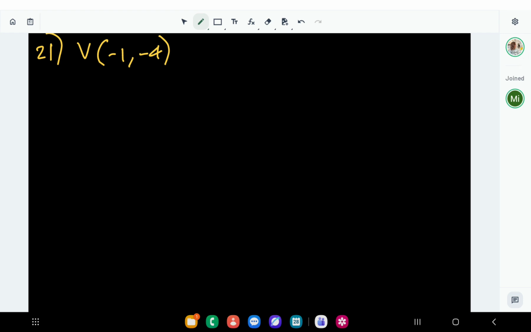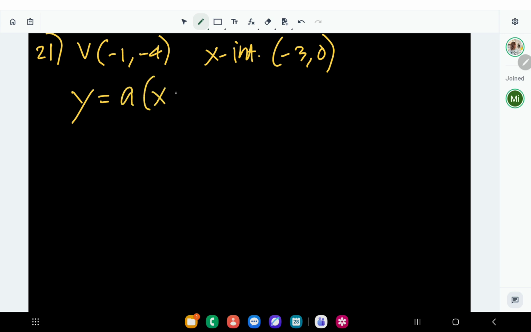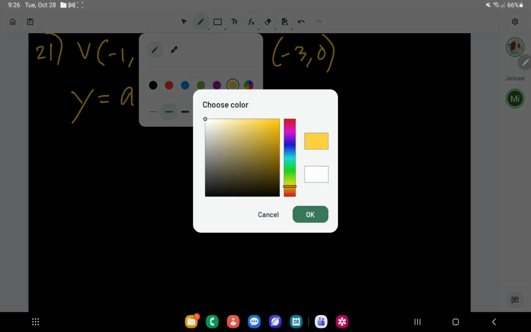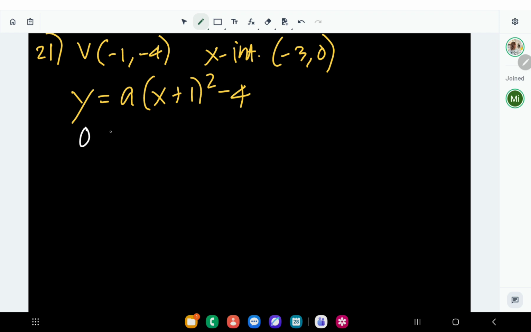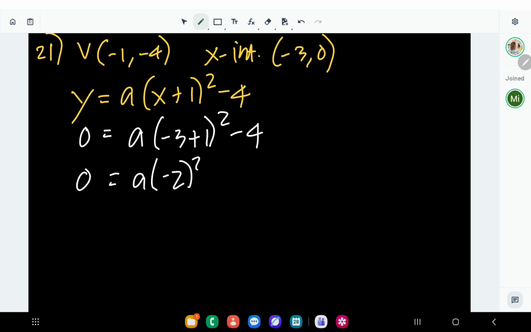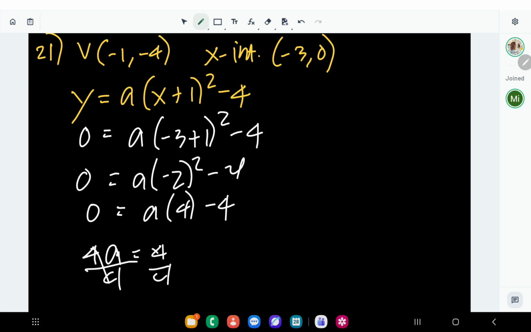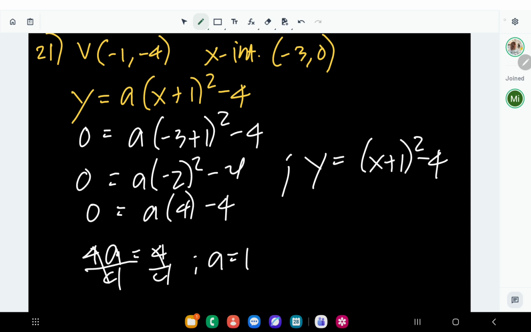Notice here that it's not the y-intercept. You're given the x-intercept -3, 0. So if it's in vertex form, y equals a times x plus 1 squared minus 4, right? That's our equation. But you can solve this the same way, given the x-intercept, to solve for a. So 0 equals a times -3 plus 1 squared minus 4. So 0 equals a times -2 squared minus 4, a times 4 minus 4. So 4a equals 4, divide by 4, a is equal to 1. So the equation is y equals x plus 1 squared minus 4. Okay, we're on the right track. So that's how you do that.